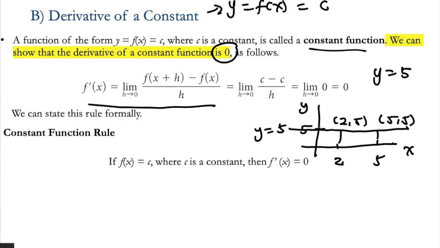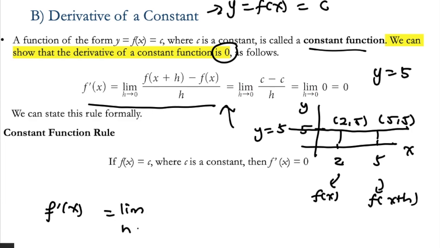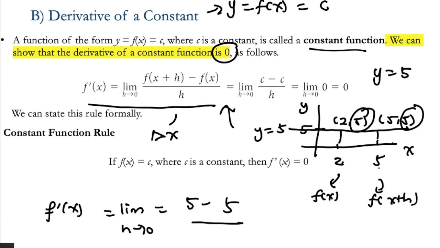So if you try to calculate the limit of the difference quotient, then you can plug in here. Alright, so you have this one is f(x), this one is f(x plus h), isn't it? So when you try to find this, you can have limit of h approaches 0 equivalent to f(x plus h) is what? 5. Okay, 5. f(x) is what? 5 minus 5. Okay, h is what? h is actually the change in x. We have 5 minus 2.